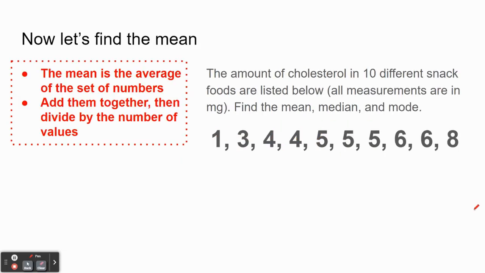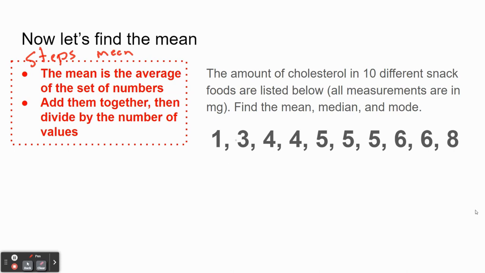Now that we've put these into order, let's actually find the mean. So we have a couple of steps over to the left. Please make sure to copy these down. These are our steps to find the mean. The first thing that we're going to need to do is add them together. So we'll add them all up.